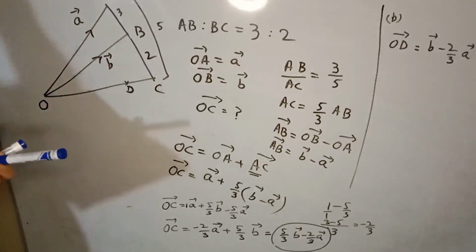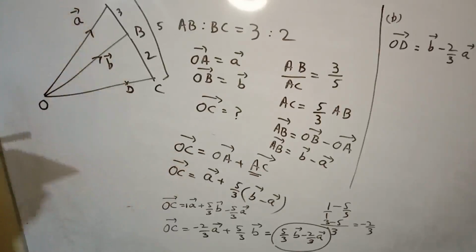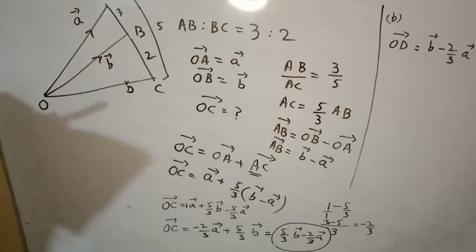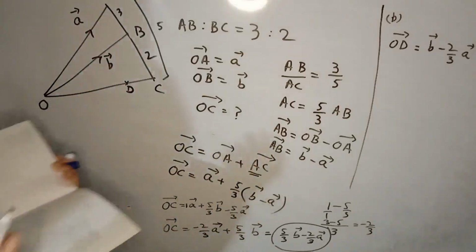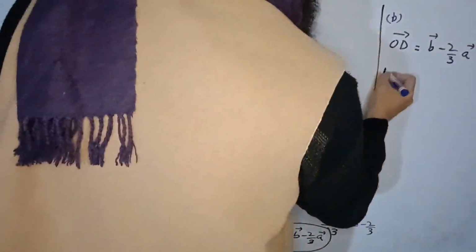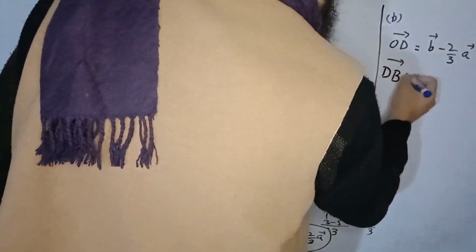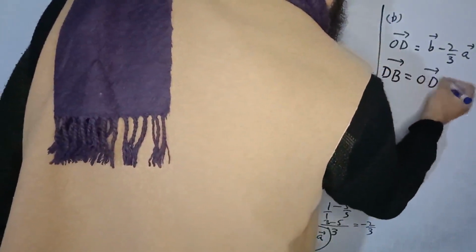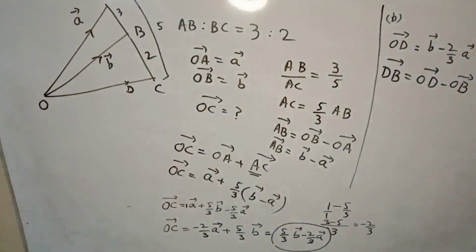The question is, we have to show that OABD is a trapezium. If you can prove that two sides are parallel, then it will be easy to show that the given quadrilateral is a trapezium. Now OD, what will be DB? DB will be equal to OD minus OB.